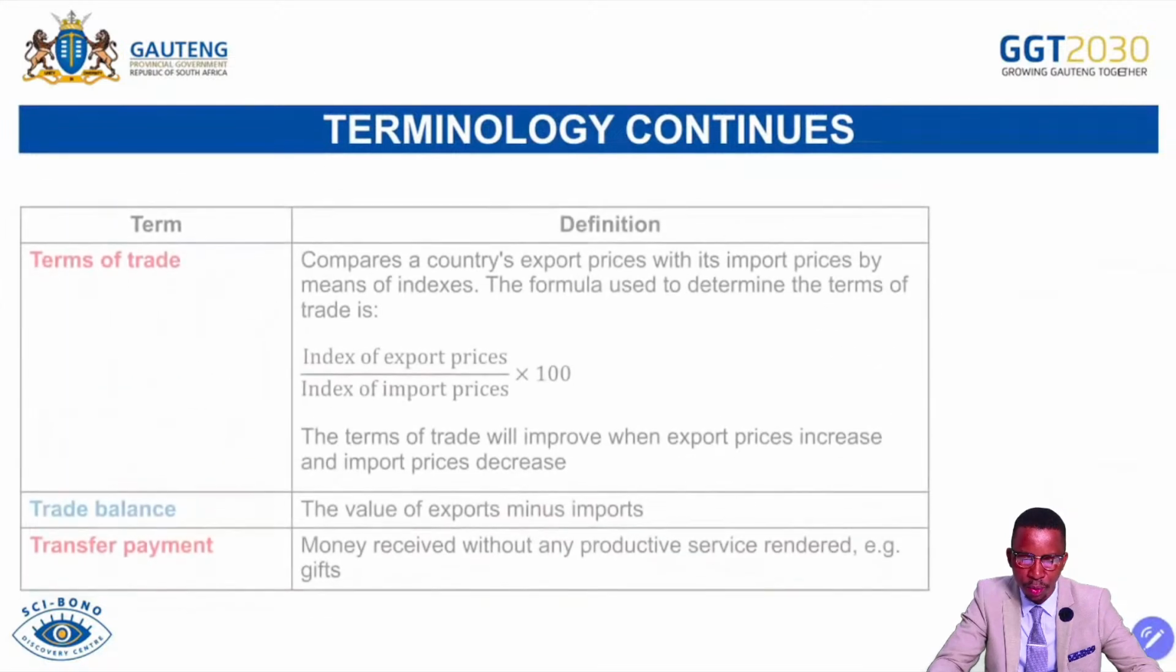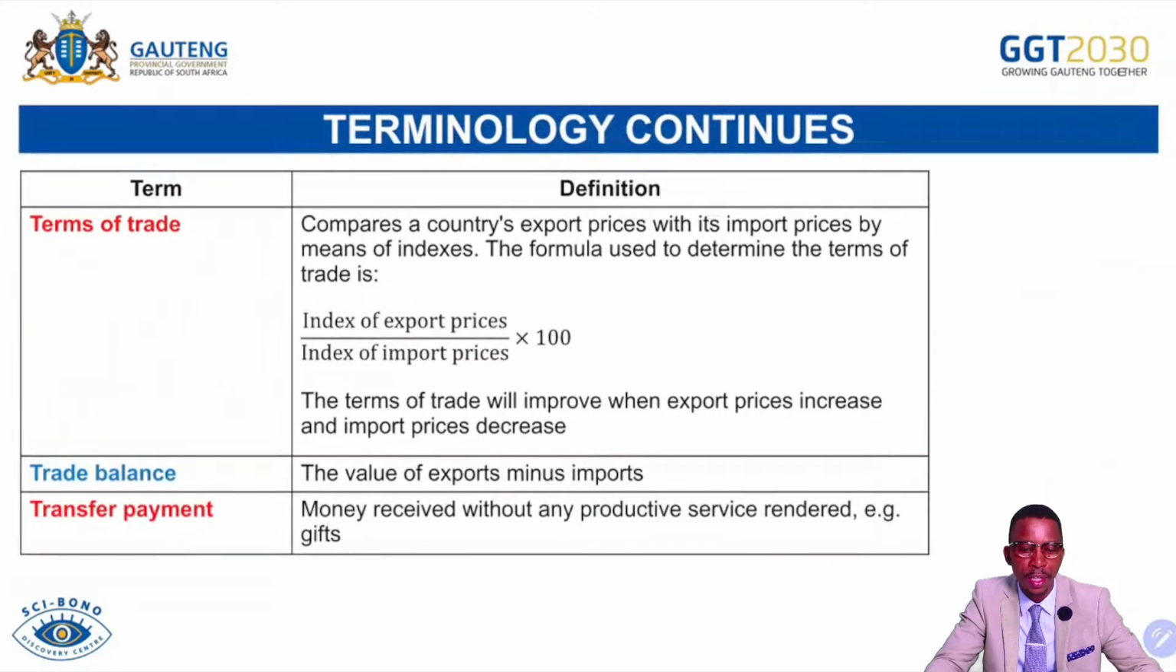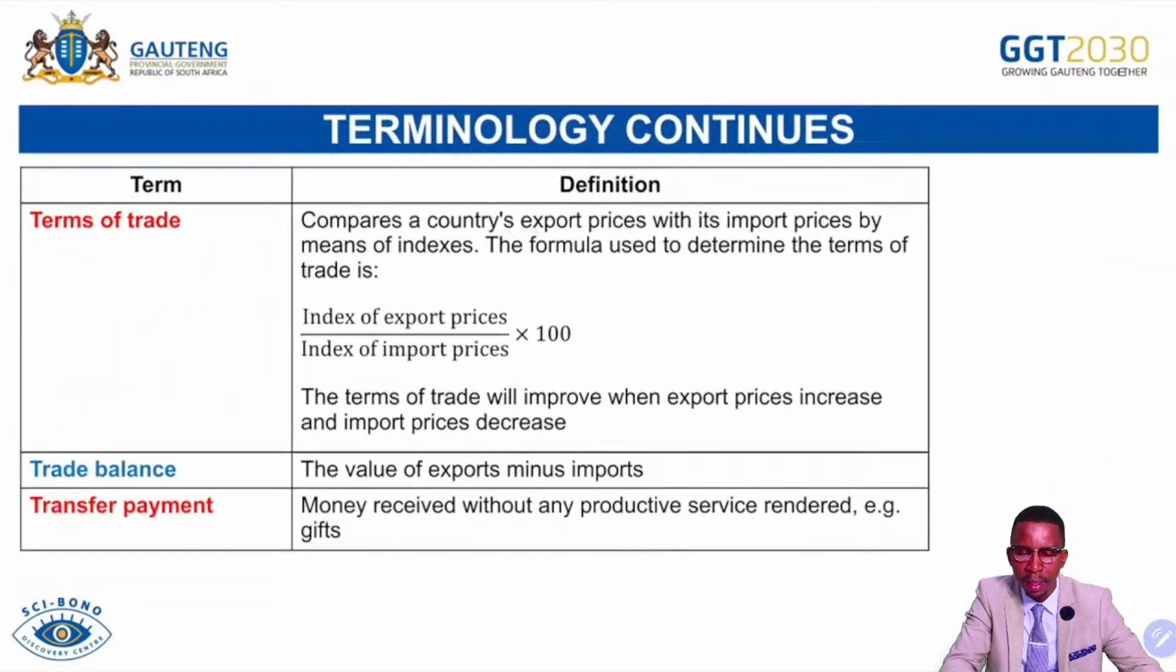And then we continue to check. Then we are on terms of trade today. So it compares a country's export prices with its import prices. So when we talk about terms of trade, we simply compare prices for exported goods and prices for imported goods, then we will be able to determine the terms of trade.